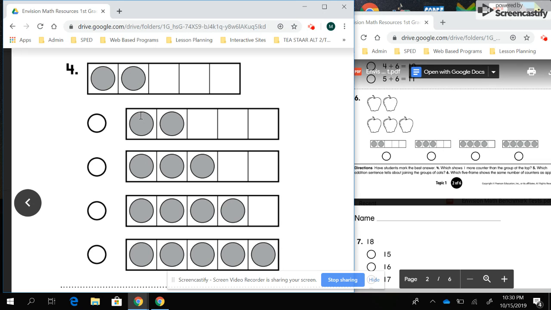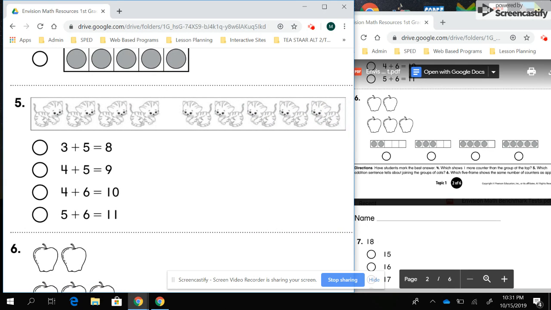I want to know which one of these, A, B, C, or D, has one more than my group at the top? At the top, I have 1, 2. So which group has one more? Is it going to be A, 1, 2, B, 1, 2, 3, C, 1, 2, 3, 4, or D, 1, 2, 3, 4, 5? Which one has one more than the group at the top?